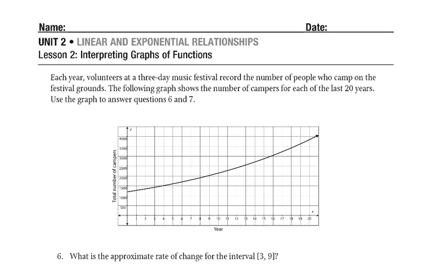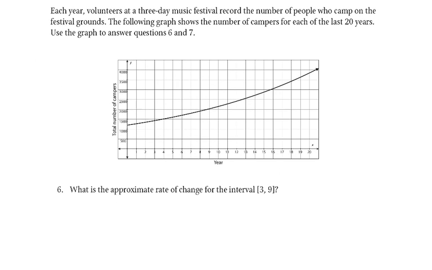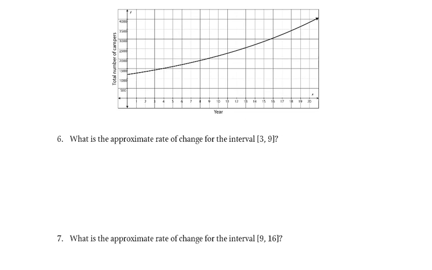Now, if we're looking at one that's not linear, that's where it's going to be different. Each year, volunteers at a 3-day music festival record the number of people who camp on the festival grounds. The following graph shows the number of campers for each of the last 20 years. Use the graph to answer questions 6 and 7. So 3 to 9 for rate of change. 3 is right here. We'll estimate that to be 1,450 for the y value. And 9 is right above 2,000, so we'll go 2,050.